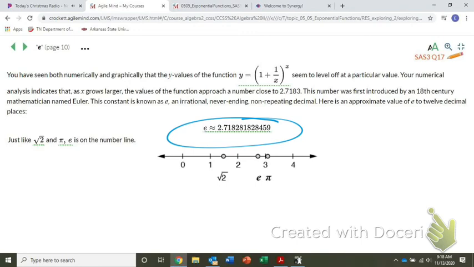Do you have to remember that decimal, you think? No. I would remember 2.71. What I would remember is what I've got written on my paper. E is approximately 2.71828. So write that value of E down on number 17.